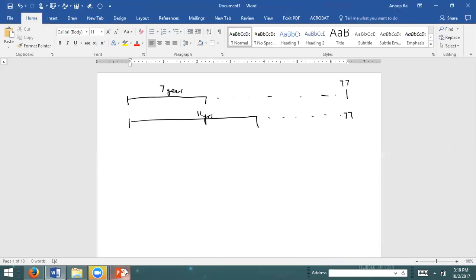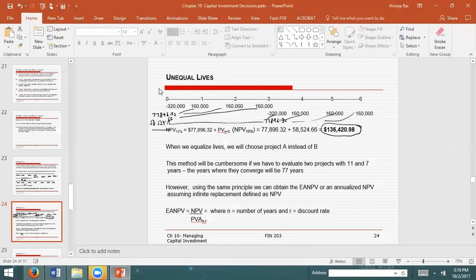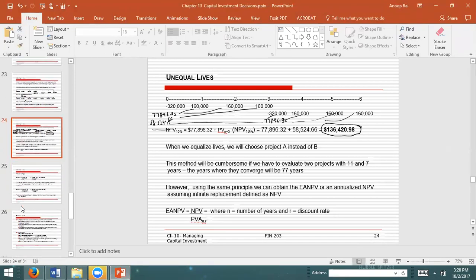But there is an easier way. It turns out that we have a way of annualizing these net present values. In other words, we get an annualized net present value. And the way we do it is, we take the net present value and we divide it by the present value annuity factor. And when we do that, with N and R, we are actually transforming the net present value into an annualized net present value. So let's do an example here.